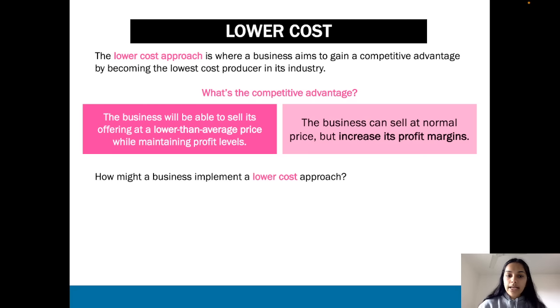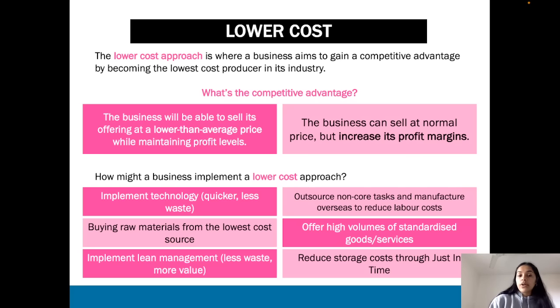So how might a business actually implement a lower cost approach? Remember, with the low cost approach, it's all about the business becoming a low cost producer in its industry. It's not selling at a low cost, it's becoming the low cost producer. So it's really looking at where are ways that they can minimize their expenses and the cost of its production. So these are all strategies to achieve that.